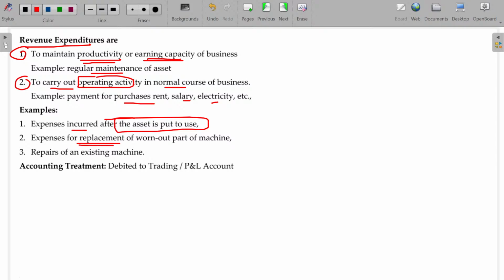And any repair and replacement you do, where part of the machine got repaired and some components are changed, because of changing the component there is no extra benefit you will be enjoying in the future, then it's called revenue expenditure. Even repairs of an existing machine, all these things are called revenue expenditure. So these things are debited to the concerned expenses and transferable to either trading and P&L account.